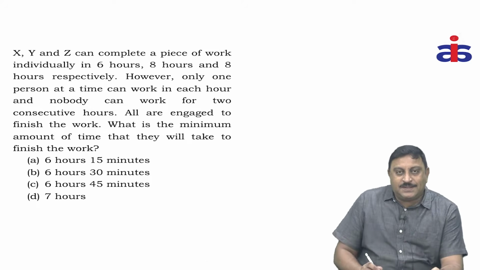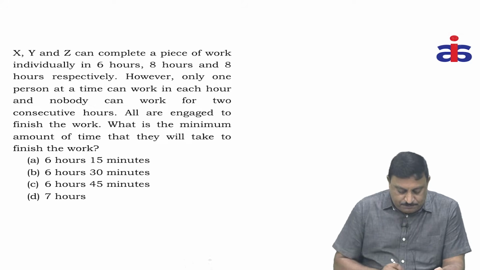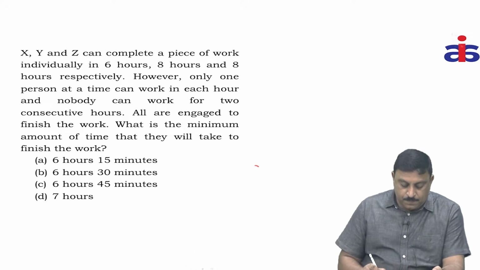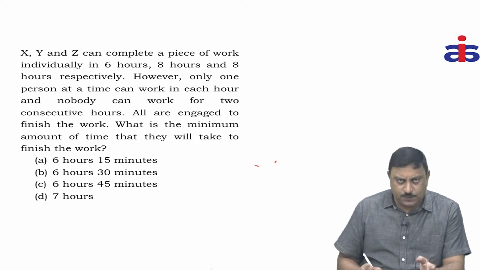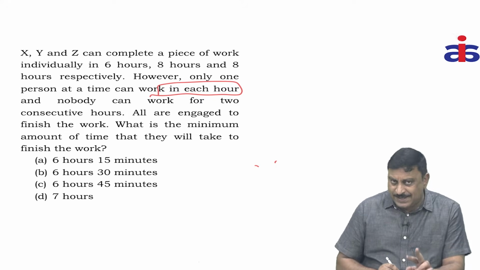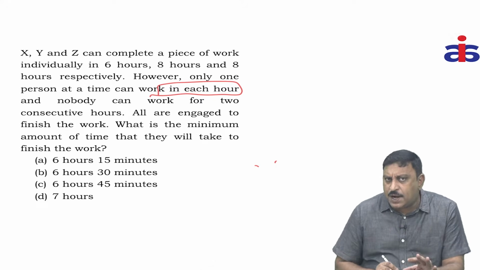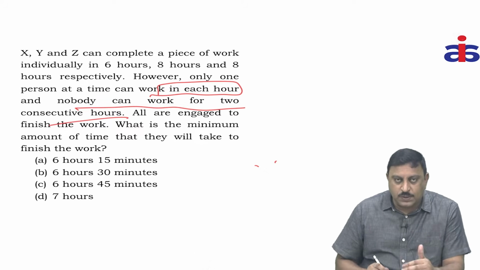Yeah, this is another quite interesting one from time and work. Let us see. X, Y and Z can complete a piece of work individually in 6 hours, 8 hours and 8 hours respectively. However, only one person at a time can work in each hour. Only one person is allowed. It means it is almost related to alternate days, okay? And nobody can work for 2 consecutive hours.